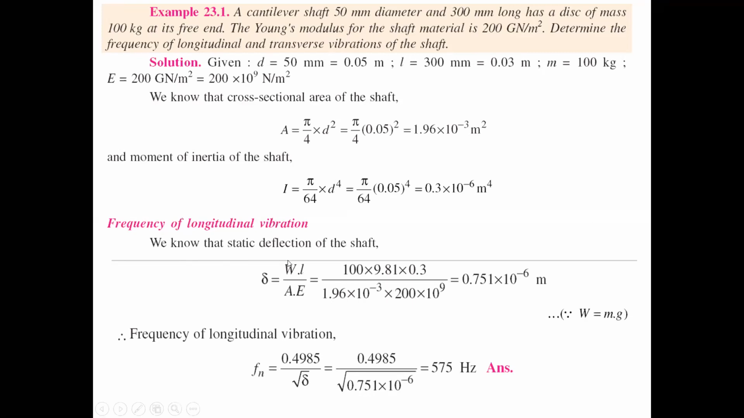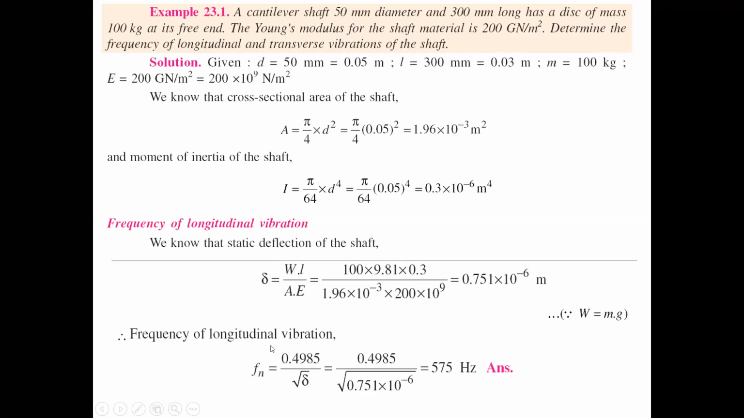WL by AE. Now the W value is 100, converted into newtons, 9.81, into 0.3, by the A value 1.96 into 10 power minus 3, into 200 into 10 power 9. When we make the calculation, we simply get the value 0.751 into 10 power minus 6 meters. So that is the static deflection for longitudinal vibrations.